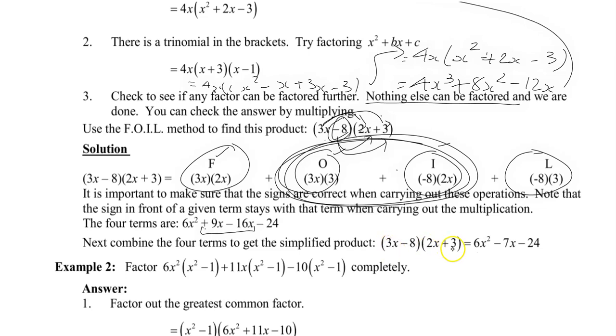So most important, when you're multiplying 2 binomials, you will get 4 products, which most likely will collect into 3 terms because of the outer and the inner being like terms, okay? That's not always going to happen, but most of the time that happens.